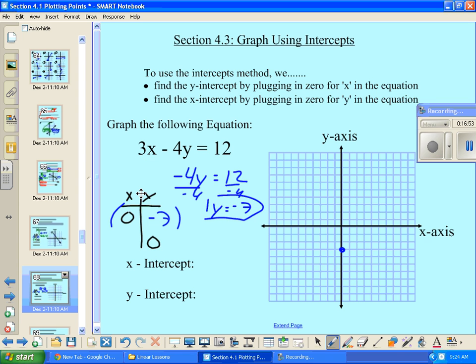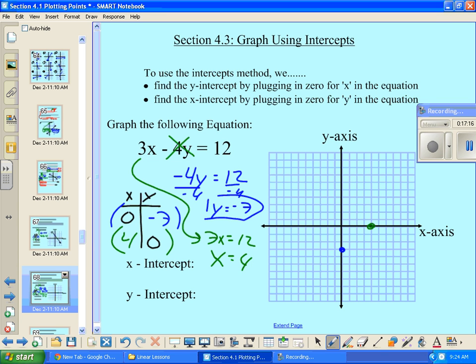So what's going to happen is I'm going to put in 0 for y. 4 times 0 is going to give me 0. So again, I just kind of cross it off up here on the board just to show that it's going to go away. All I'm going to have left here is 3x equals 12. Divide both sides by 3. I get x equals 4. So that's my x-intercept, 4, 0.